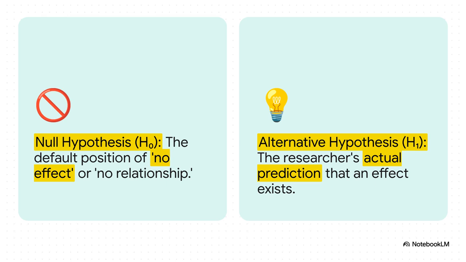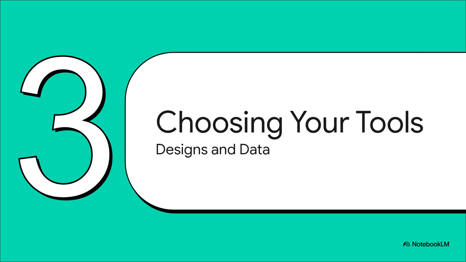Once you've got your question, you make a formal prediction. We call that a hypothesis. But here's the really clever part. For statistical testing, you actually create two of them. The first is the null hypothesis, which basically assumes there's no effect. The app does nothing. This is the default position you're trying to prove wrong. Then there's the alternative hypothesis, which is what you actually think is going to happen. The whole point of the study is to find enough evidence to confidently say, nope, the null hypothesis is wrong. All right, the blueprint is set. Now it's time to pick the right tools for the job.